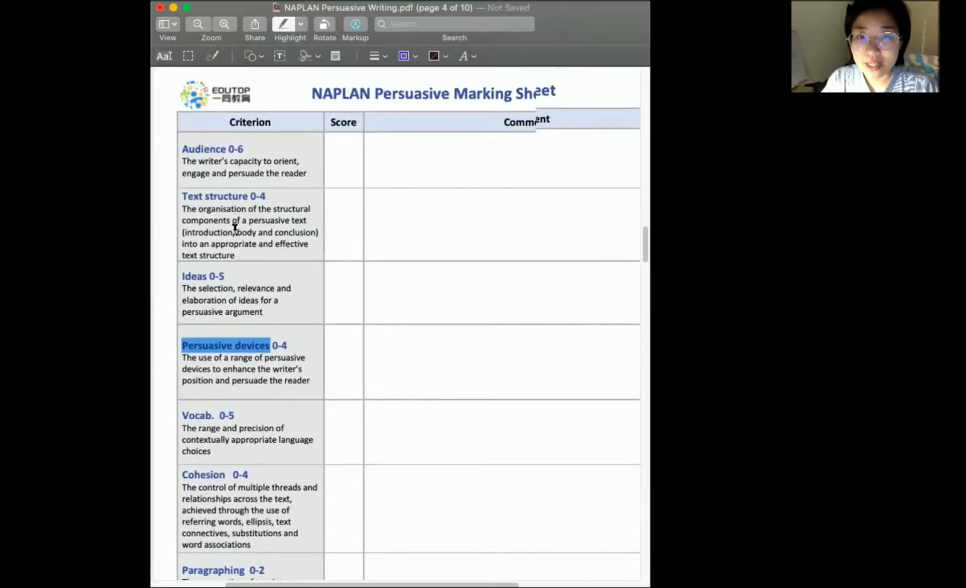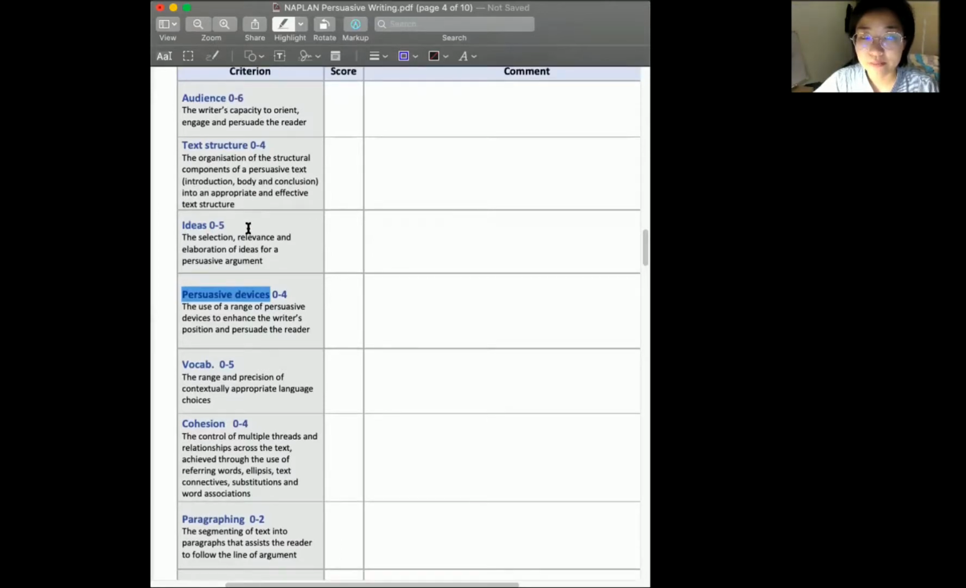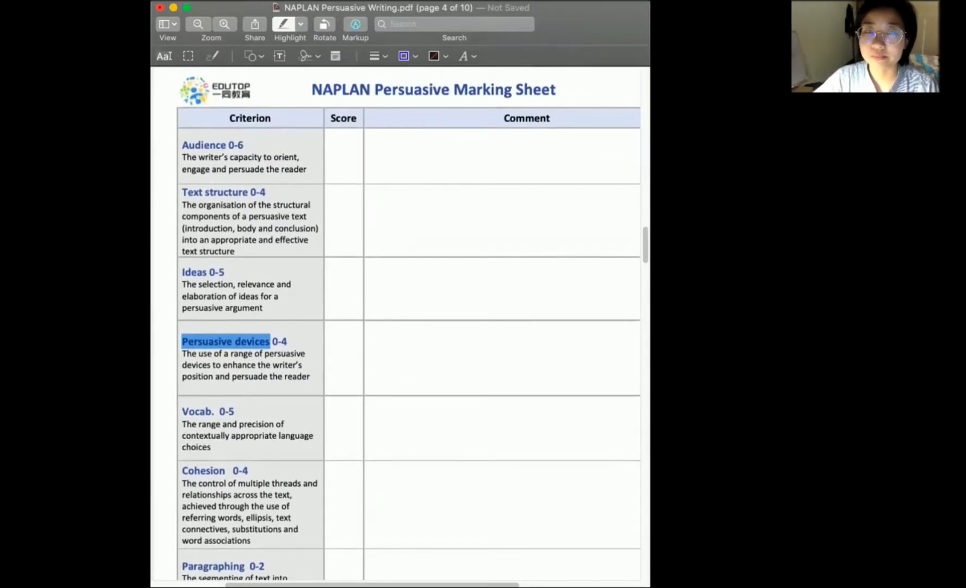And the next one is text structure. Do you have a clear text structure? That means, do you have introduction, body, and conclusion? The 3 main parts we talk about. And it asks you to organize that in a cohesive and effective text structure. So by that, I don't know how many of you have heard about the TEEL structure when it comes to persuasive writing.